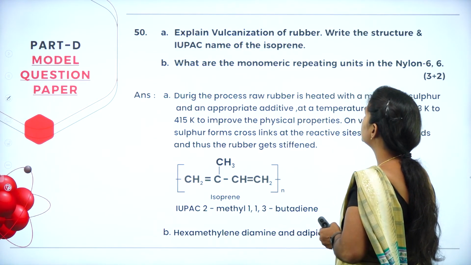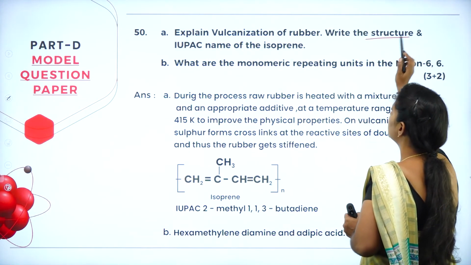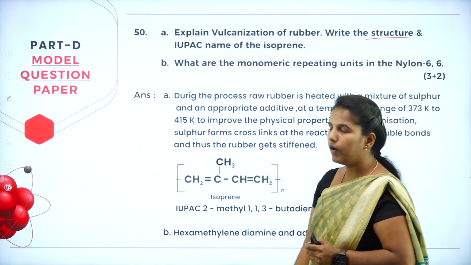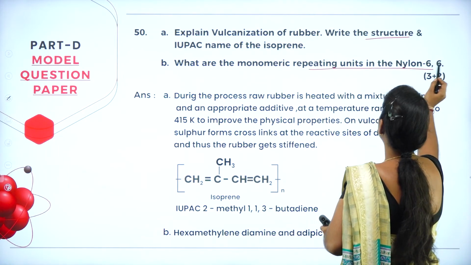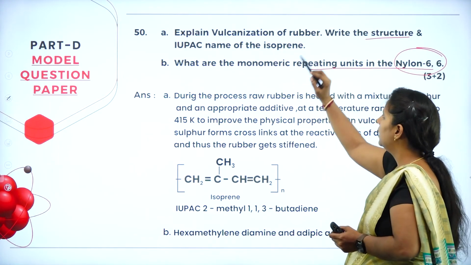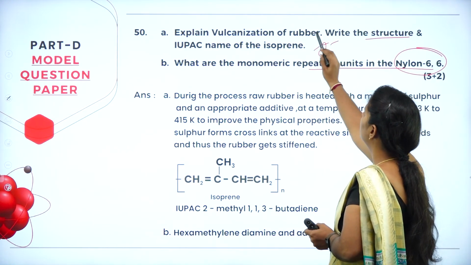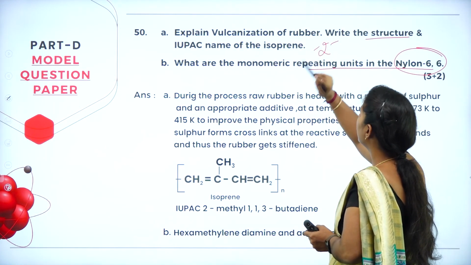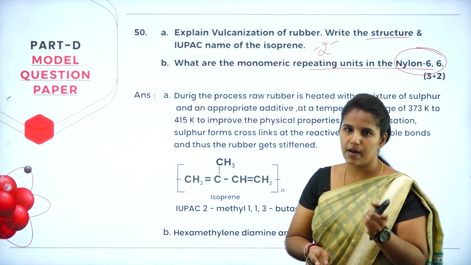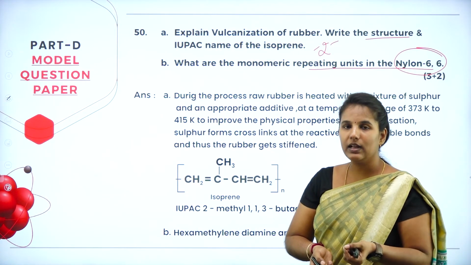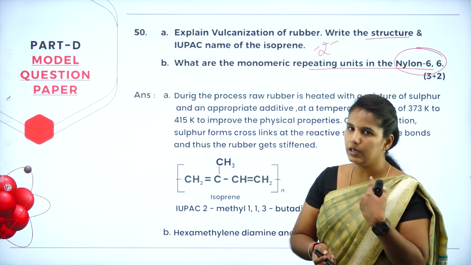Next question, this is the last question in your part D. Explain vulcanization of rubber, write the structure and IUPAC name of isoprene, and what are the monomeric repeating units which are there in nylon 6,6. For the first question, if you say what is vulcanization, 1 mark, and writing the structure and IUPAC name of isoprene is 1 mark. Then for the second question, you will get 2 marks.